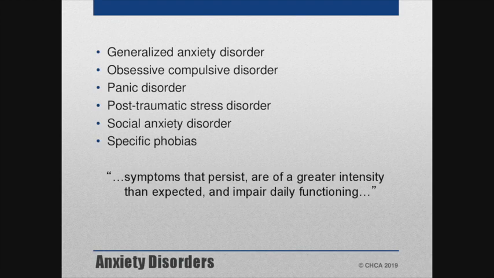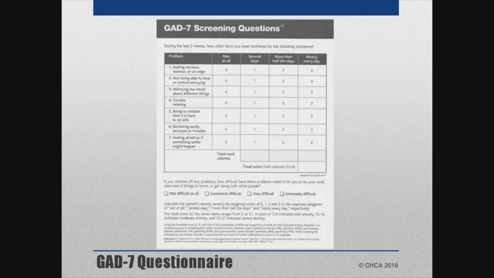So, for example, depressive disorders and anxiety disorders certainly cannot occur on their own. They may be present and overlap with each other. So symptoms that persist in greater intensity than expected and impair daily functioning is what I alluded to earlier. Now, the GAD-7 questionnaire can be used and is based on the DSM criteria for diagnosis of generalized anxiety disorder. This is great, and I call it the mental health blood pressure for anxiety.